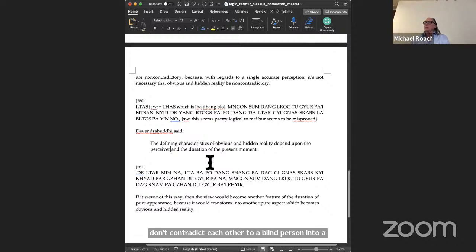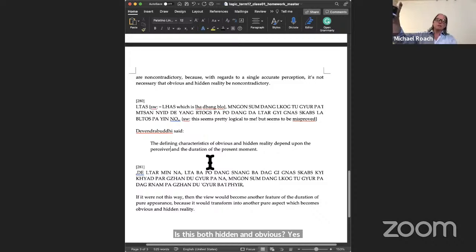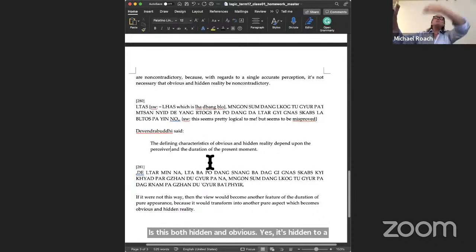But what if the person with sight goes blind tonight? Then you can say to the same person, it's both hidden and obvious. But what about the same moment? If you say today or this moment, look, he might go blind tonight, I don't know. So really, when you're talking about these distinctions, is this both hidden and obvious? Yes, it's hidden to a blind person. It's obvious to a person with eyes. Okay, just one person with eyes, is it contradictory?